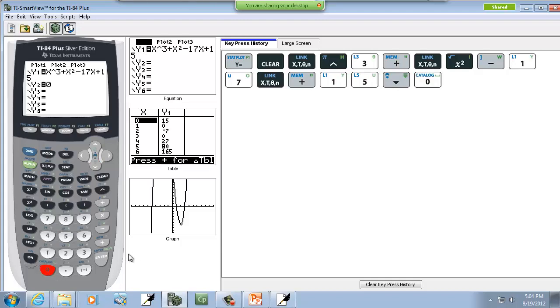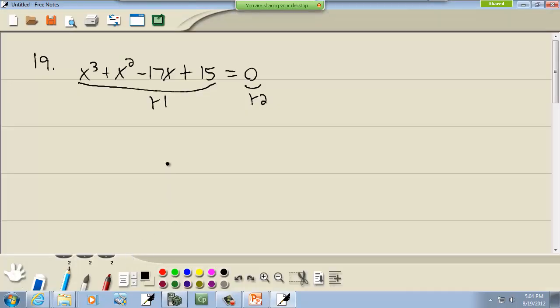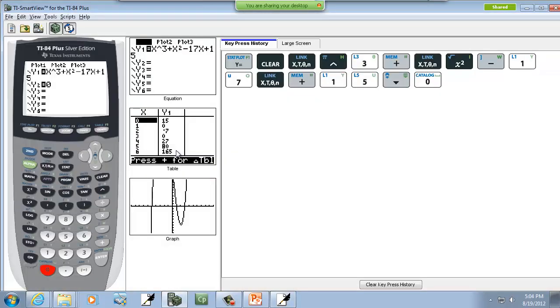Now, our x to the 3rd means we're going to have 3 answers. But that doesn't necessarily mean that's what we're going to find here, because it says find all the real answers. X to the third indicates we have 3 answers. They may not all be real. So let's go through our intersect method.